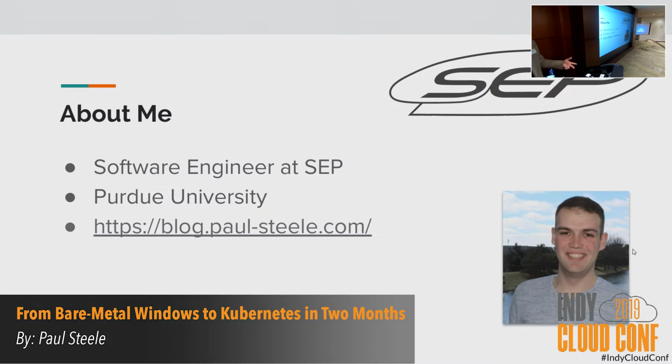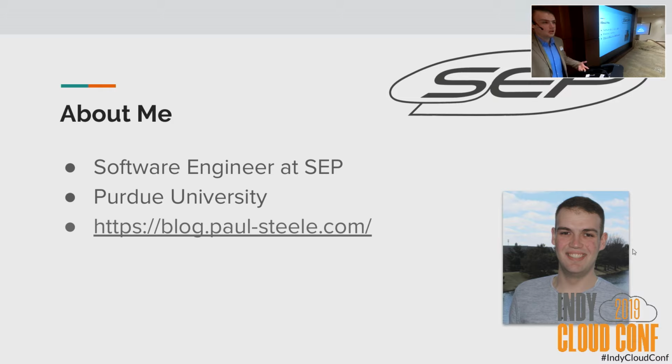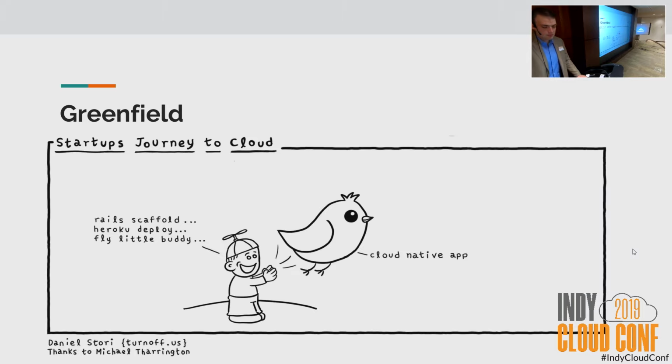Just a little bit about myself to start off with. My name's Paul. I'm a software engineer at SAP. We're a consulting firm based out of Carmel, where we try to increase our clients' value through the software we provide. I graduated from Purdue University in spring of 2017, and I have a blog. I don't post a lot there, but some stuff is up there if you feel like checking it out.